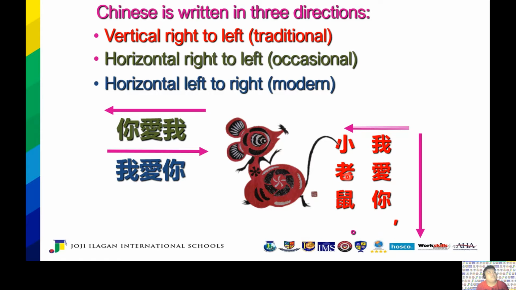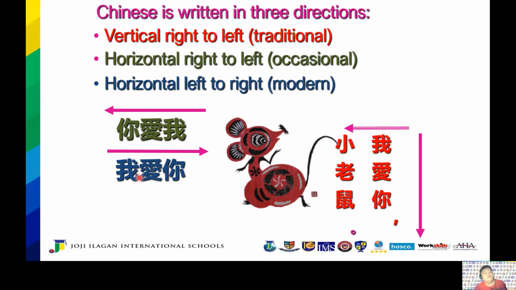Chinese writing is done in three directions. One is vertical, right to left. This one, right to left, 我爱你. This is how they write Chinese characters traditionally. 我爱你,小老鼠. This is how they make sentences from right to left, up to down, vertical. Occasionally, they can write it horizontally from right to left. 我爱你, 我爱你. It's not "ni ai wo", it's still 我爱你, but it's read from right to left.